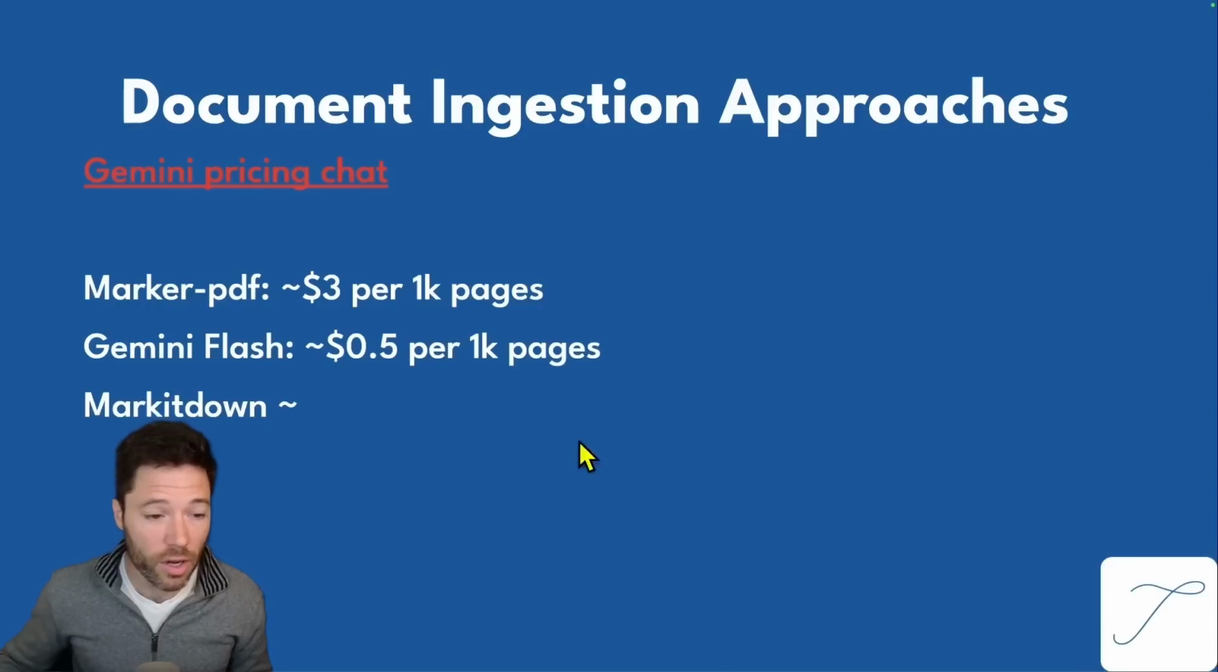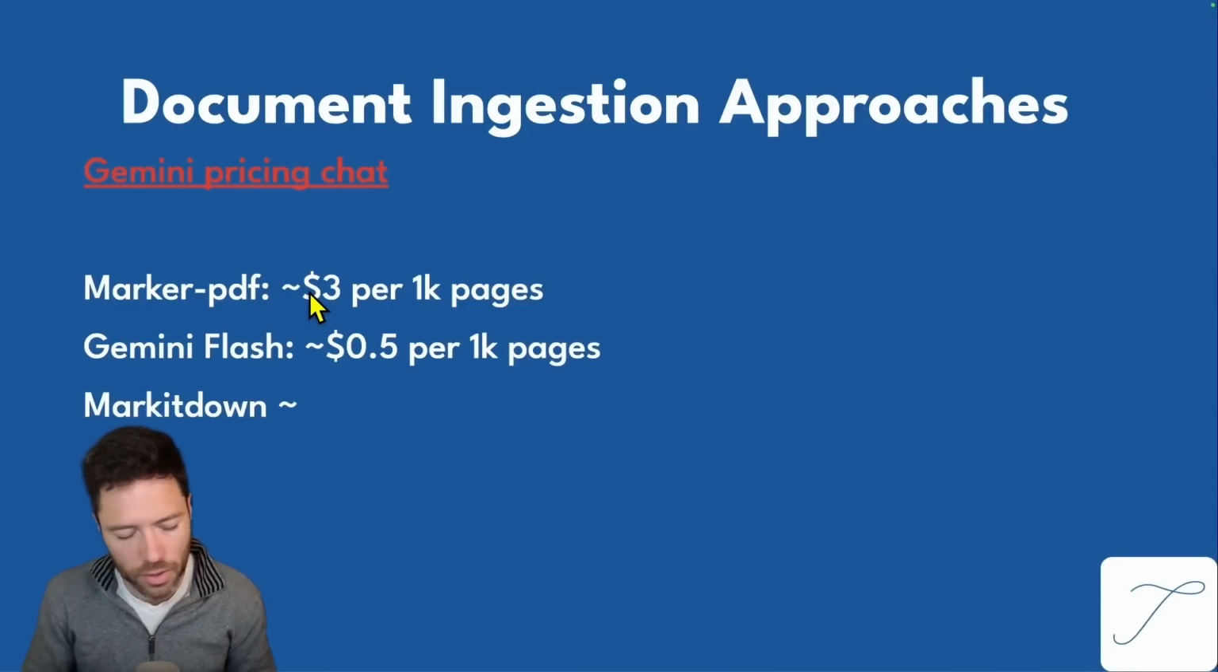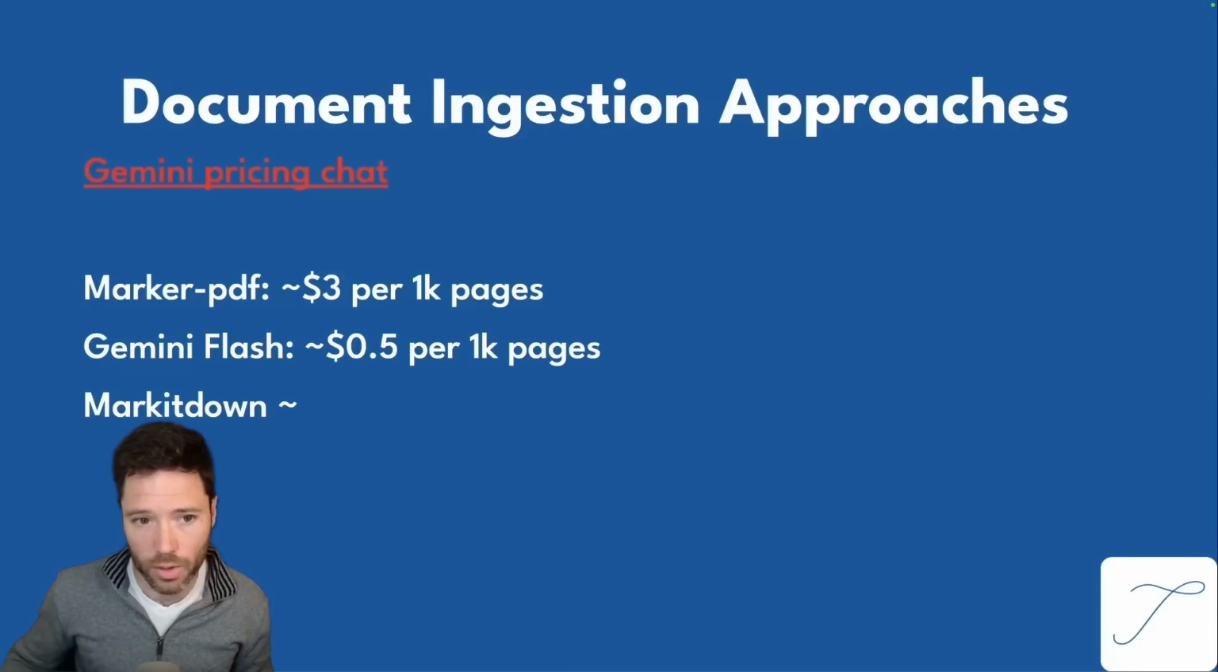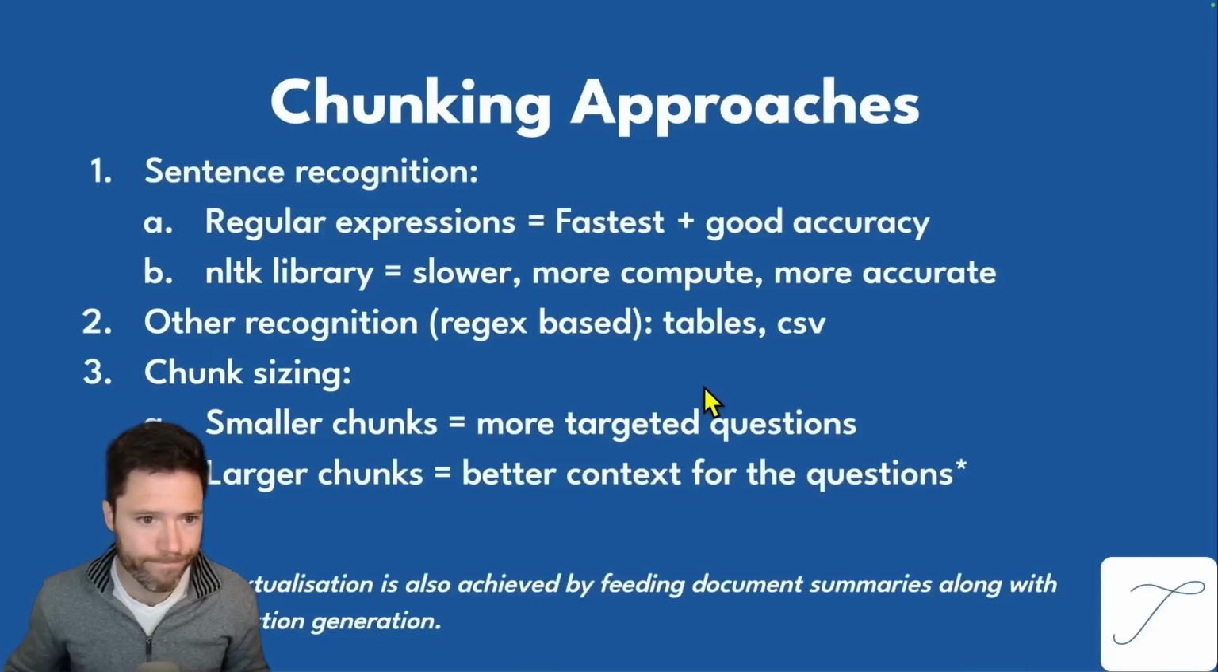You can also consider the cost. So with Marker PDF via the API, of course, free if you run it on your own computer, it's $3 per 1,000 pages. Gemini Flash, I calculated, works out to about $0.50 per 1,000 pages. So it looks a bit cheaper. And markitdown, since you're running locally, that's going to be basically free.